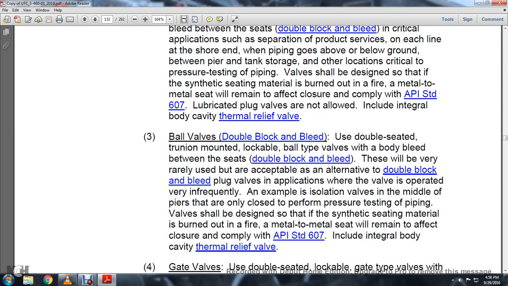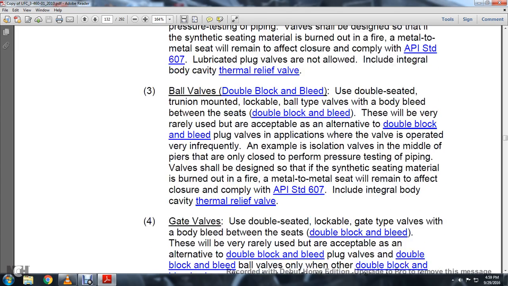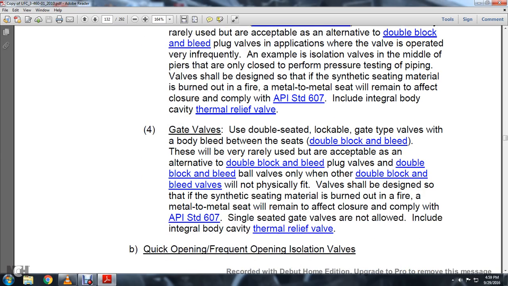Ball valves, double block and bleed. Use double-seated, trunnion-mounted lockable ball type valves with body bleed between the seats, double block and bleed. These are a very rarely used but acceptable alternative to double block and bleed plug valves, in applications where the valve is operated infrequently, for example isolation in the middle of the pier that is only closed to perform pressure testing of the piping. Valves should be designed so that the synthetic seating material will burn out in a fire and the metal-to-metal seat will remain the effective closure to comply with API Standard 607, including integral body cavity thermal relief valve.